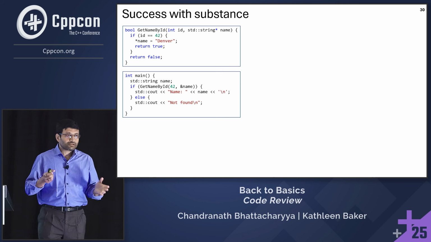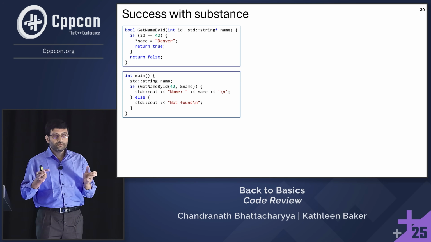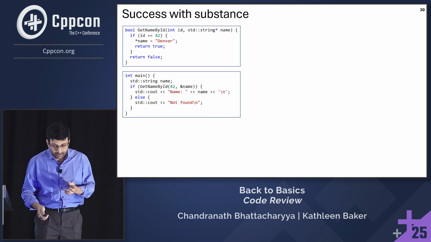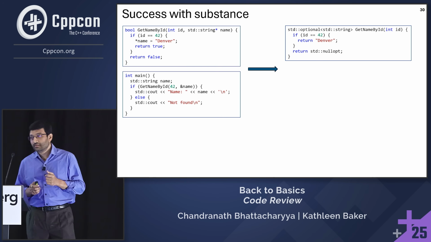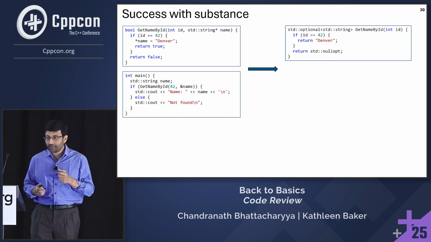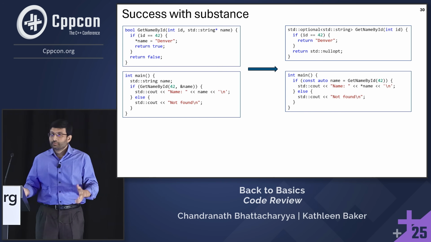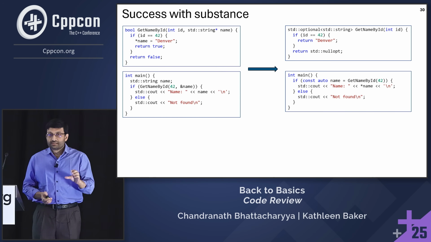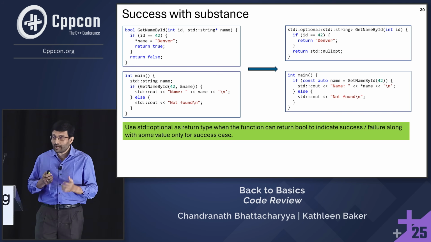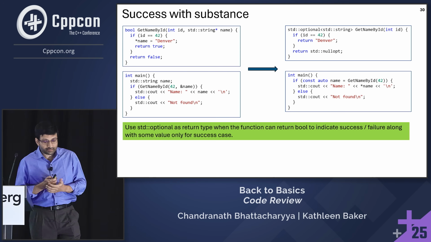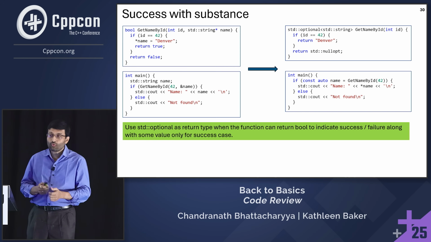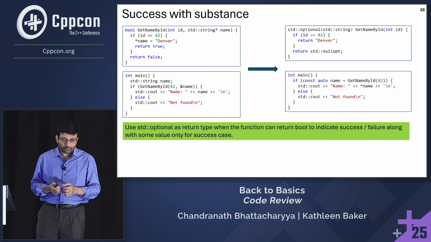Okay, for starters, can we actually merge those two types of return value, the Boolean and the string, into a single argument? Of course, we can do that. We can do that with an optional. It's just written for this particular purpose. So we just use a std::optional<string> as a return type. And then, as you can see, the code actually becomes simpler. That particular variable is now constrained to only the scope of the if-else block. So, which brings us to the guideline. Use std::optional as a result type when the function can return bool to indicate success or failure, along with some value only for the success case.